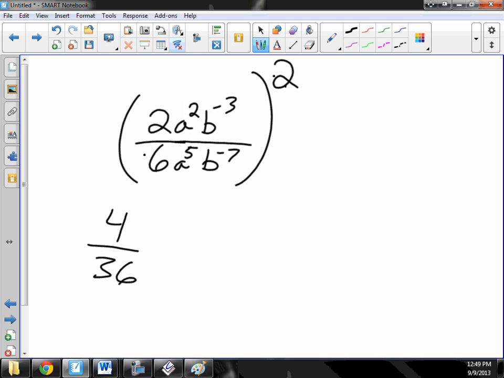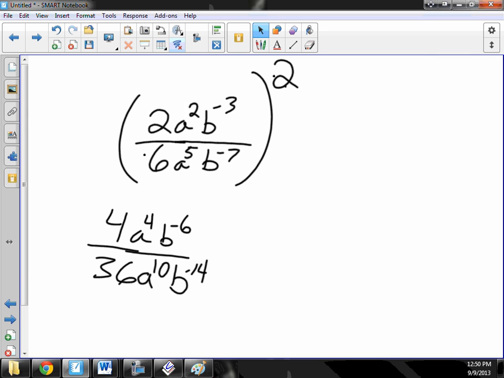What is a squared to the 2nd? A to the 4th. Good. B to the negative 3 to the 2nd. B to the negative 6. A to the 10th. And b to the negative 14.